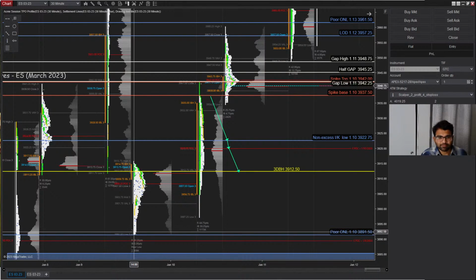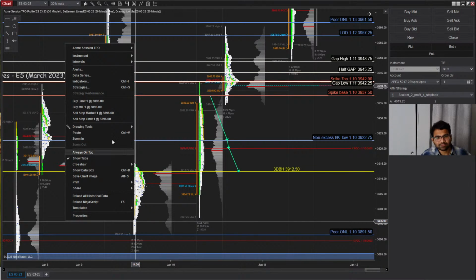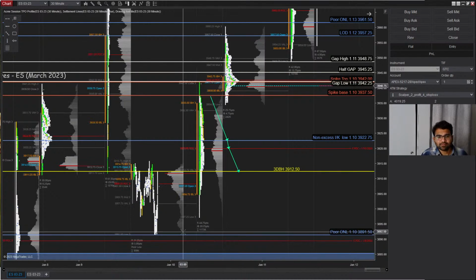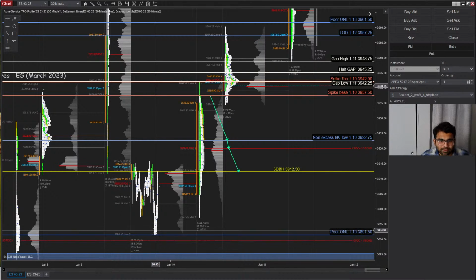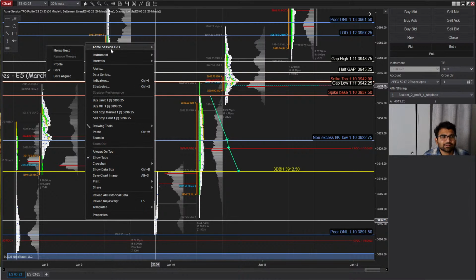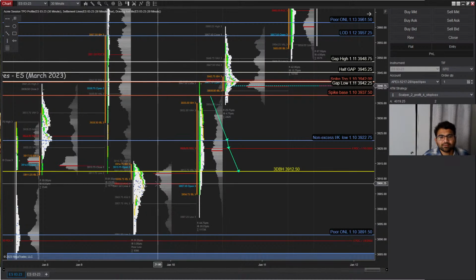Poor low means that if you have multiple TPOs, there is very little excess. If I expand one of these, you will see that many bounces happened from exactly this level. If you have less than 3 ticks of excess, then you call it a poor level. So let me make it a profile view again.